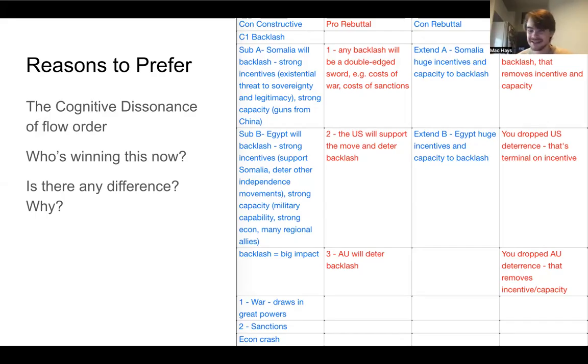And then the neg just sort of extends through ink, I guess. They just say, extend subpoint A, Somalia has huge incentives and they have huge capacity to backlash. Extend subpoint B, Egypt has huge incentives and capacity to backlash. And the AF says, oh, but you dropped that there are massive costs that destroys incentives and capacity. You dropped that the US deters them, which is terminal, and you dropped that the African Union deters them. So who's winning now? And really why? What makes the difference? What really makes the difference?